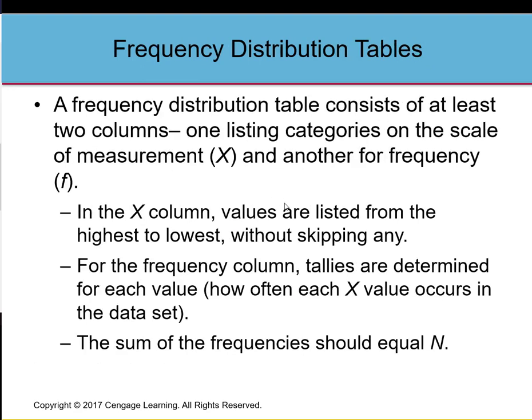So a frequency distribution table consists at least of two columns, one listing categories on the scale of measurement, which is the X score, and another for frequency, which is the F. In the X column, values are listed from highest to lowest, although I think SPSS does it in the reverse, but it's the same thing.